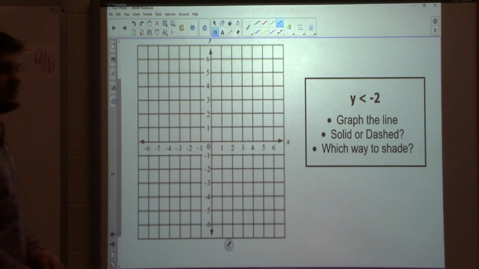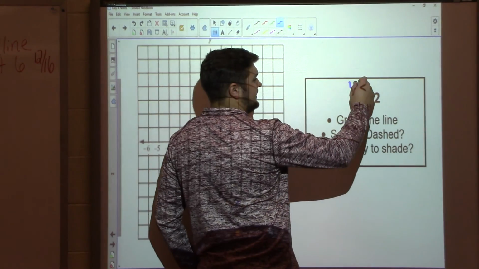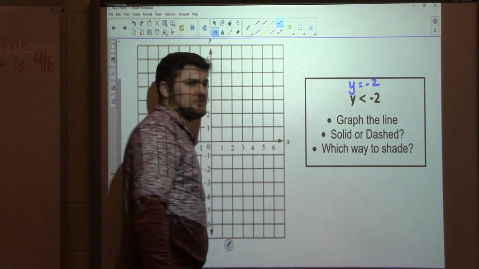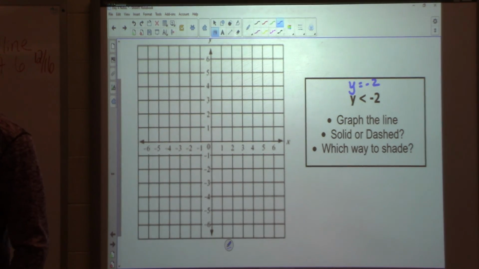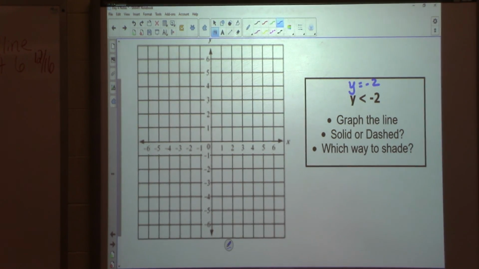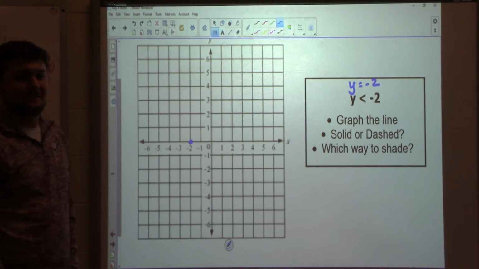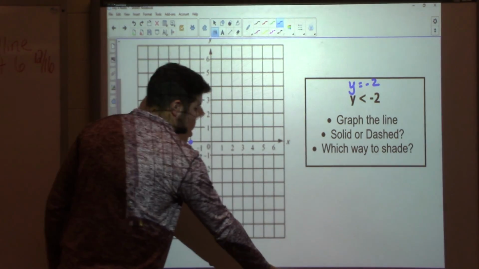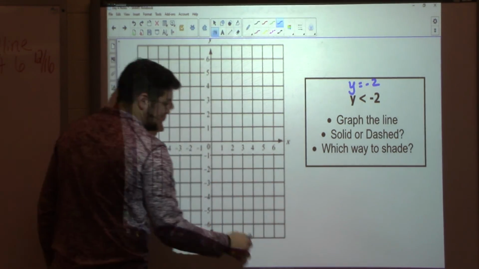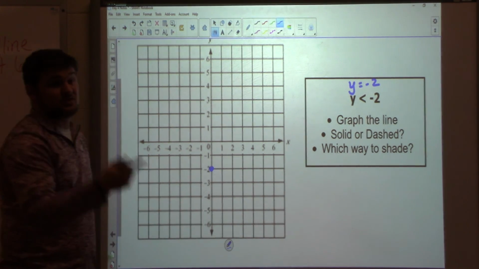Well, like I said, pretend it says y equals negative 2. How would you graph that? Negative 2 on the y-axis. Got it. Is that it? There's just one dot?